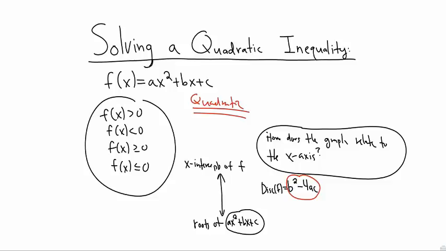Let's see what happens when the discriminant is negative. When the discriminant is negative, the quadratic polynomial has no real roots. The roots are imaginary, non-real numbers. So since it has no real roots, f will have no x-intercepts.